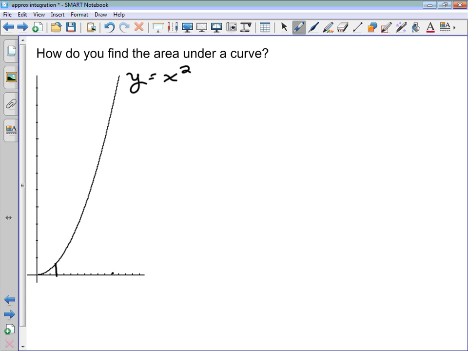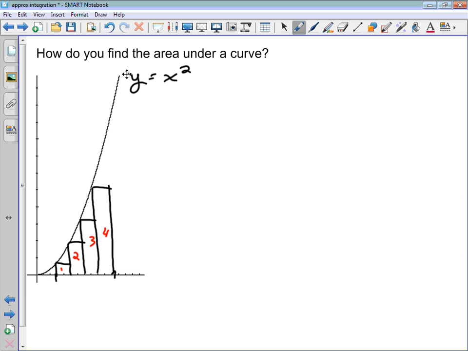Now let's say I wanted to find the area from here to, let's say, right about here. So I might take this spot and draw some little rectangles underneath. I've drawn 4 little rectangles. I can even label these 1, 2, 3, and 4. Now, the area under the curve between this point and this point is going to be the sum of the area of those 4 rectangles.